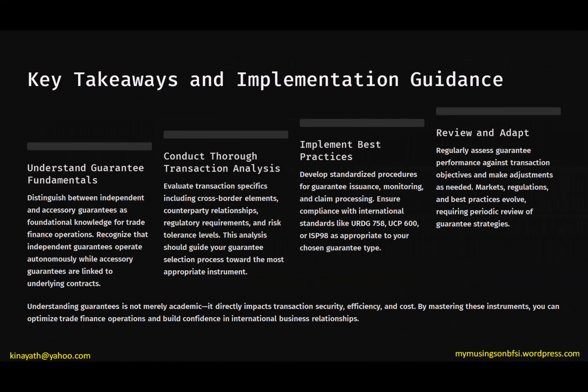What are the key takeaways in this session? We need to understand the fundamentals of the guarantee, that is the differences between independent or accessory guarantee, how it is used in various financial requirements as a security, and then how they operate autonomously. Before deciding which guarantee to use, one has to evaluate the transaction specific requirement, cross-border elements, counterparty relationship, regulatory environment, risk tolerance, and this will give us an idea to select the most appropriate instrument. One has to implement the best practices by trying to adopt URDG or UCP 600 or ISP 98. One has to see how easy it will be to issue, monitor, and claim.